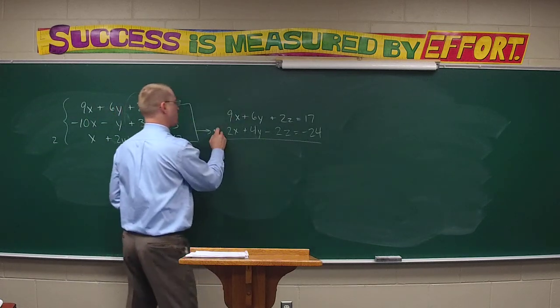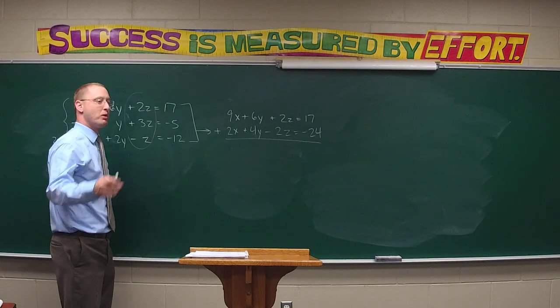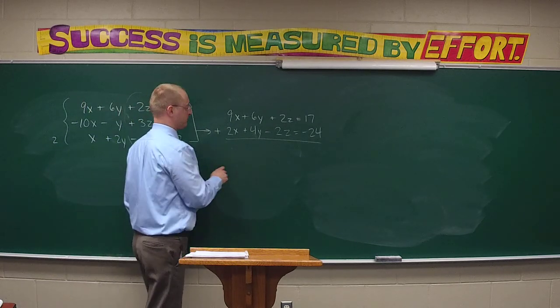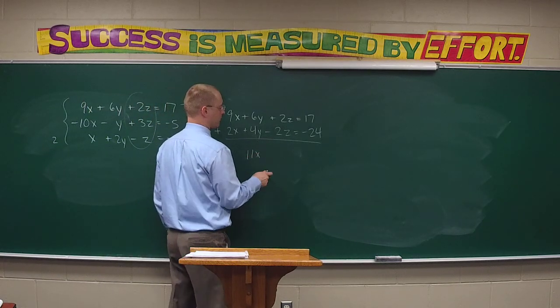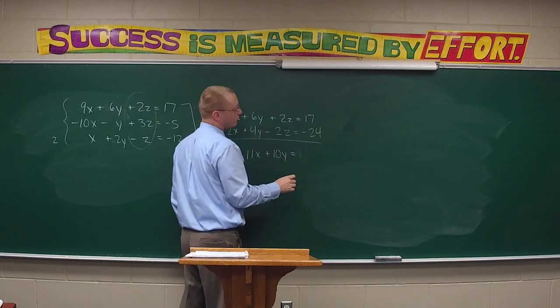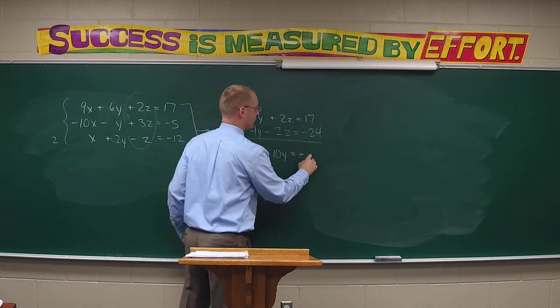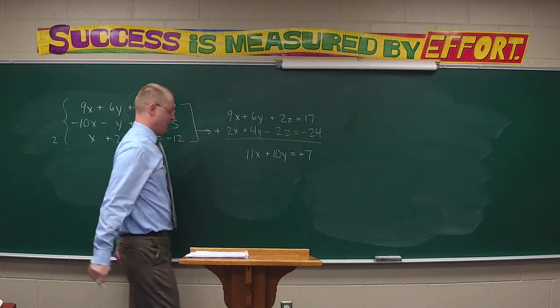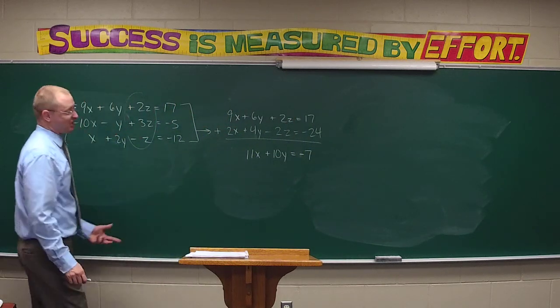And when I add the equations together, I get a happy new equation. What is my happy new equation, Kendall? 11x plus 10y equals 7. Negative 7. There we go, negative 7. Frankly, that's not such a happy equation, but at least it doesn't have z in it.